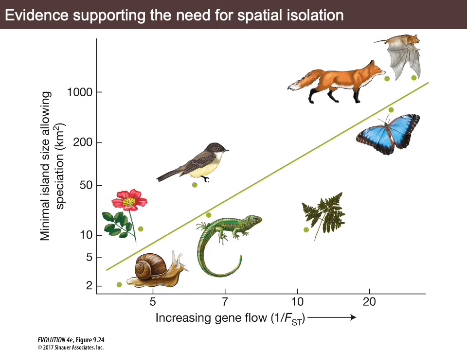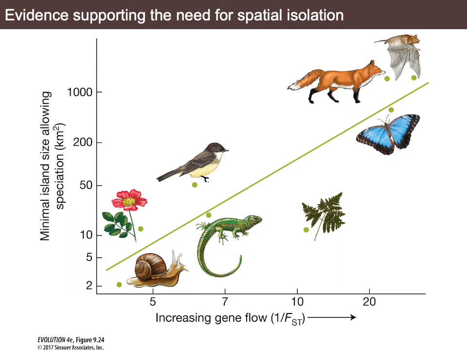A really interesting illustration of the importance of geographic isolation, physical isolation, allopatry of individual populations in driving the process of speciation is illustrated by this pretty famous graph that shows you how much gene flow certain species have between populations, and on the y-axis, the minimal island size allowing speciation. So first, let's think about the x-axis. How much gene flow is there between populations of snails versus populations of bats and foxes?